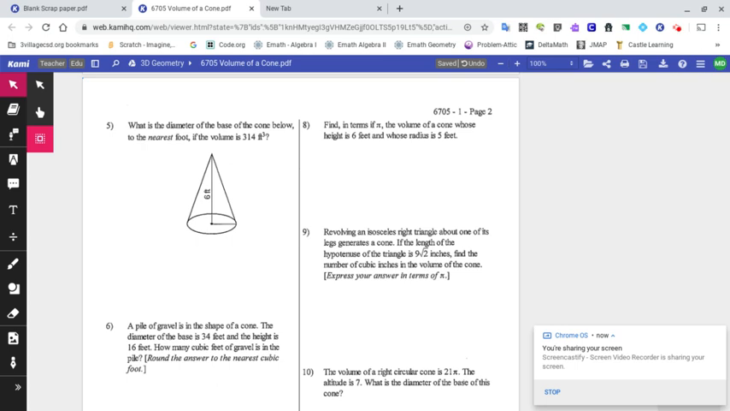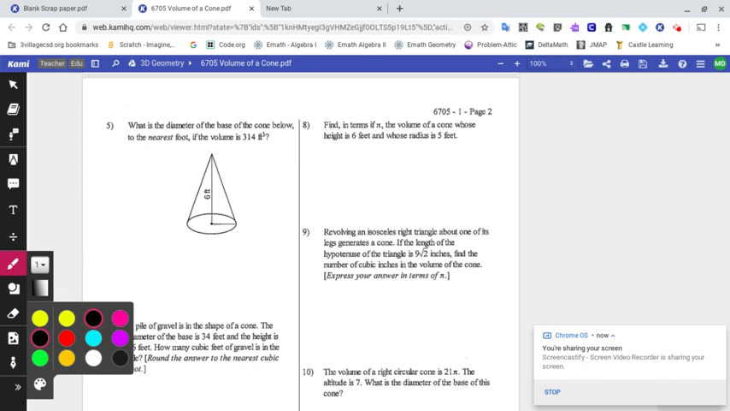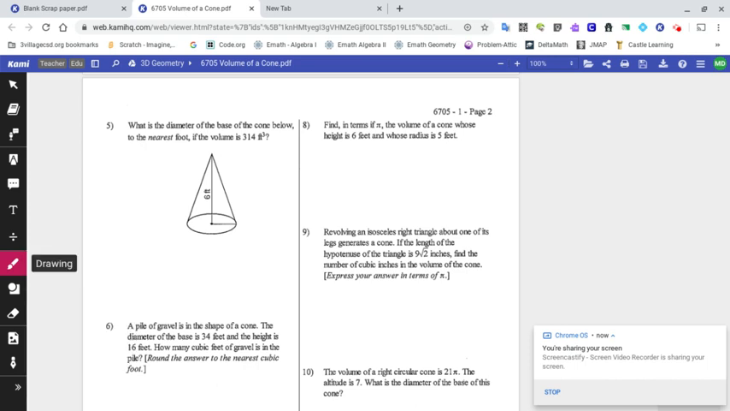This time I'm going to be going over the volume of a cone, ditto 6705. The first question that you asked me to go over here was number 5. Remember, all of these formulas that involve circles use the radius. In this case, it's asking for the diameter, so you need to solve for the radius and then double it to get the diameter.